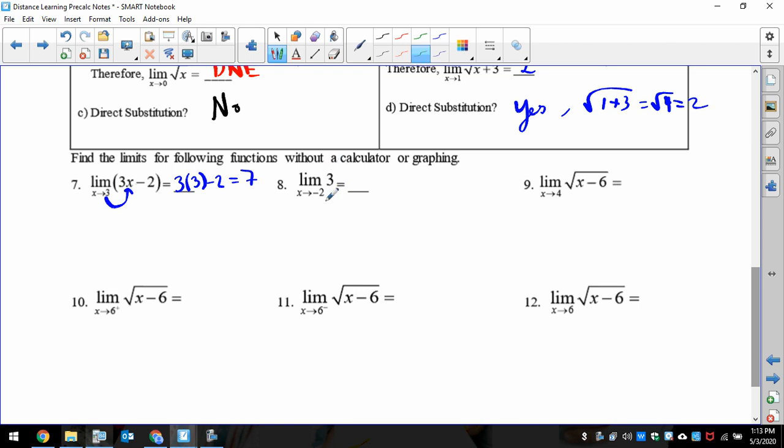The next one, here there is no x, so I have nowhere to plug in this negative 2. So it doesn't really matter what this number is down here. The limit will be 3, always.